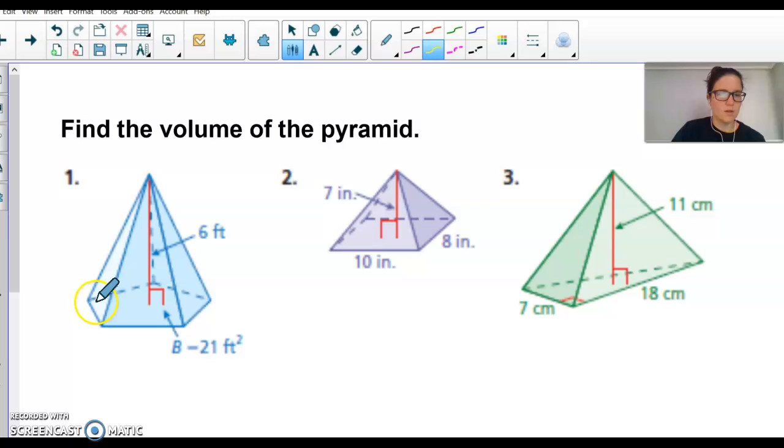So again, this is a 1, 2, 3, 4, 5-sided pyramid, which is a pentagonal pyramid. We don't know how to find the area of the pentagon, so they gave you the base already. The area of the base is 21 feet squared. So the volume is 1/3 area of the base, which is 21, times 21 times 6. So the volume is 7 times 6, which is 42. It says 42 feet cubed.